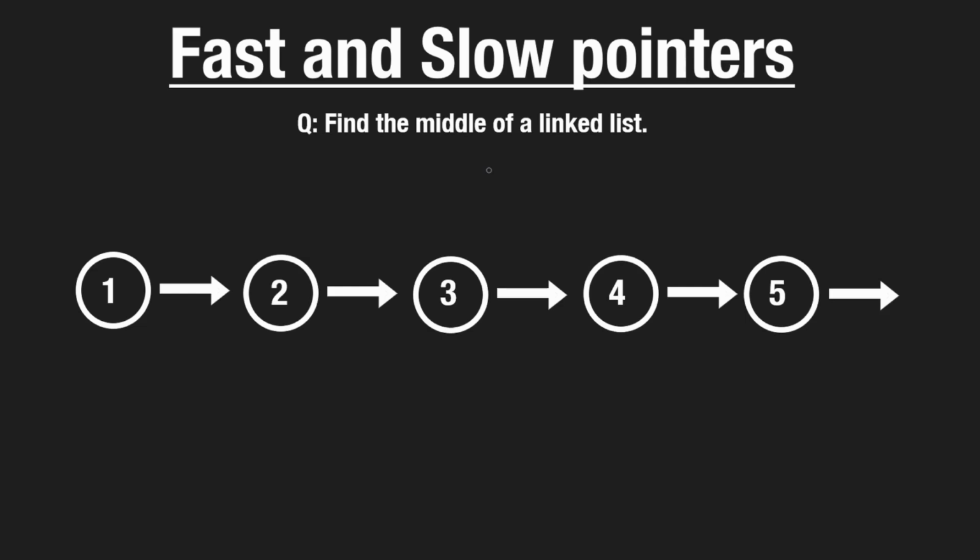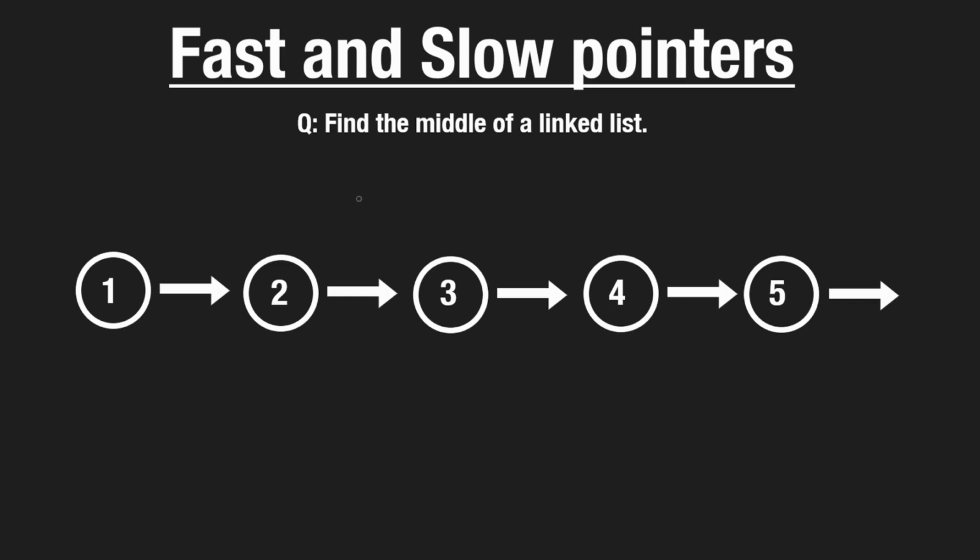Next, let's look at another two-pointer algorithm. This time, usually it's used for linked lists. It's called the fast and slow pointer algorithm. It can also be called Floyd's tortoise and hare algorithm. The tortoise is essentially the slow pointer and the hare is the fast pointer. It can be used for a lot of things.